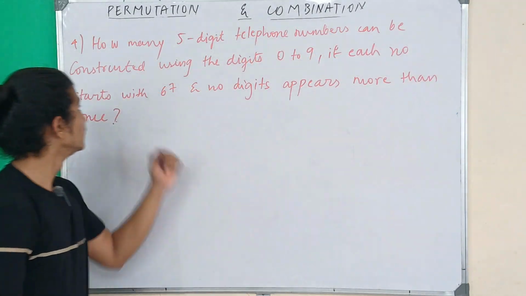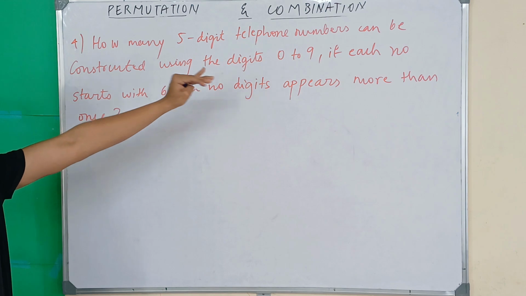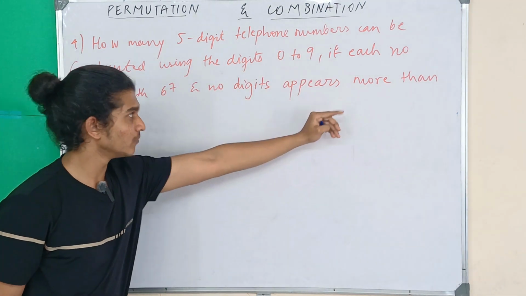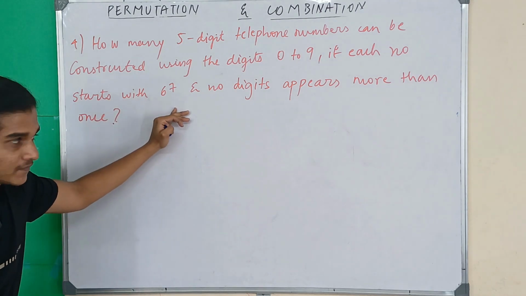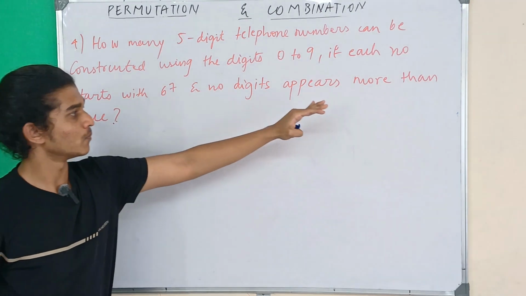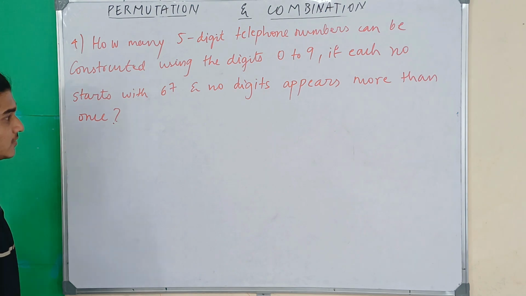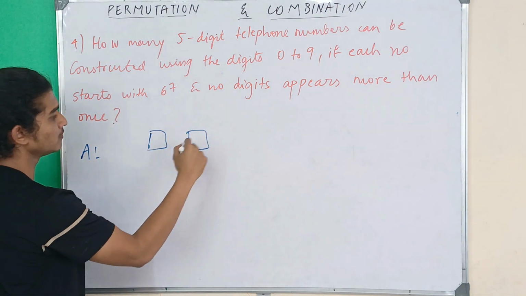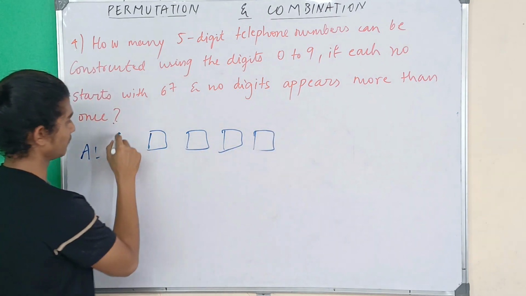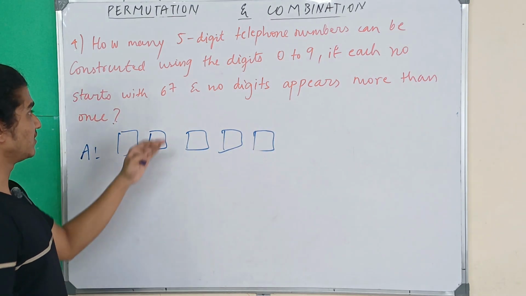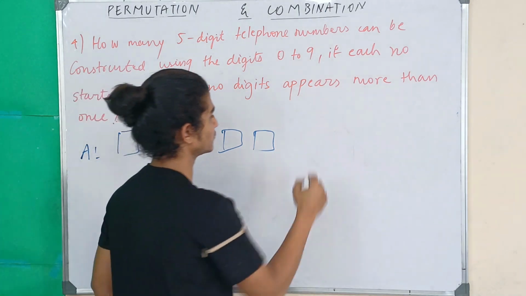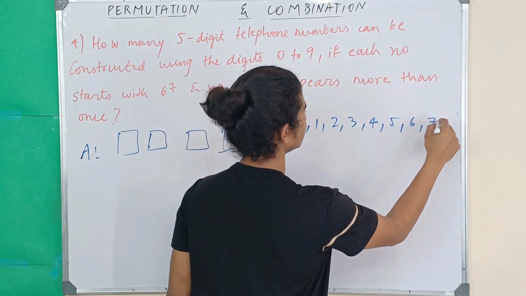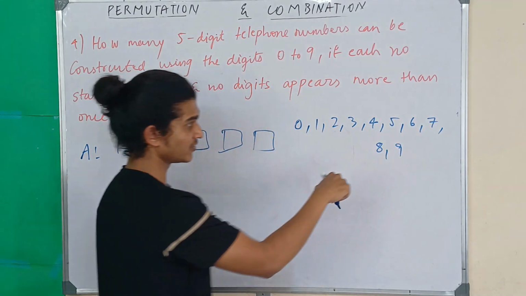So the fourth one: how many 5-digit telephone numbers can be constructed using the digits 0 to 9 if each number starts with 67 and no digit appears more than once? Let us try to solve this. We are supposed to construct a 5-digit number. So 1, 2, 3, 4, 5. How many digits are given to us? 0 to 9. So 0, 1, 2, 3, 4, 5, 6, 7, 8, 9. These are the digits given to us.